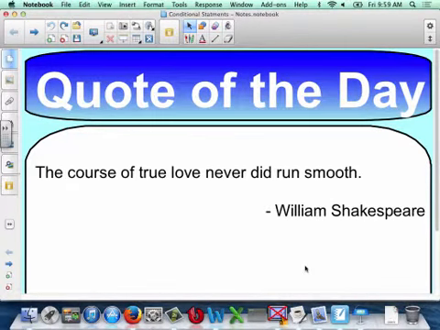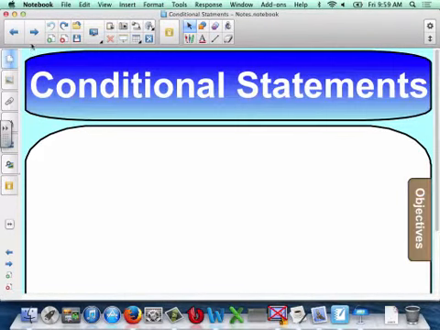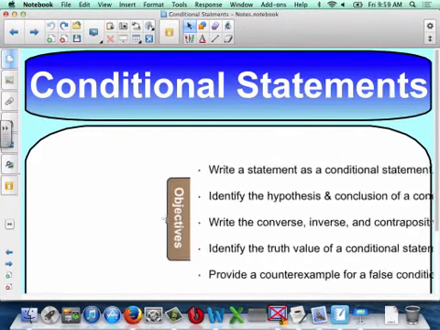Alright, so guys, today's lesson will be conditional statements. And it's actually kind of a fun one. It's a little bit easier to understand, but it's a lot of writing. Today's gonna feel more like an English class than a math class. So we're gonna look at our objectives for today.